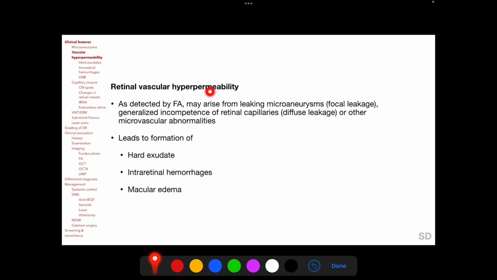Retinal vascular hyperpermeability is one of the characteristic vision-threatening pathologic features of diabetic retinopathy. And on fluorescein angiography, retinal vascular hyperpermeability may appear as leakage of fluorescein from microaneurysms, which is called focal leakage, leakage of fluorescein from incompetent retinal capillaries in a broad area of the fundus, which is called diffuse leakage, or fluorescein leakage from other microvascular abnormalities such as IRMAs. We'll be discussing these fluorescein leakage patterns later in this session. Retinal vascular hyperpermeability leads to the formation of hard exudates, intraretinal hemorrhages, and macular edema, which we are going to discuss.